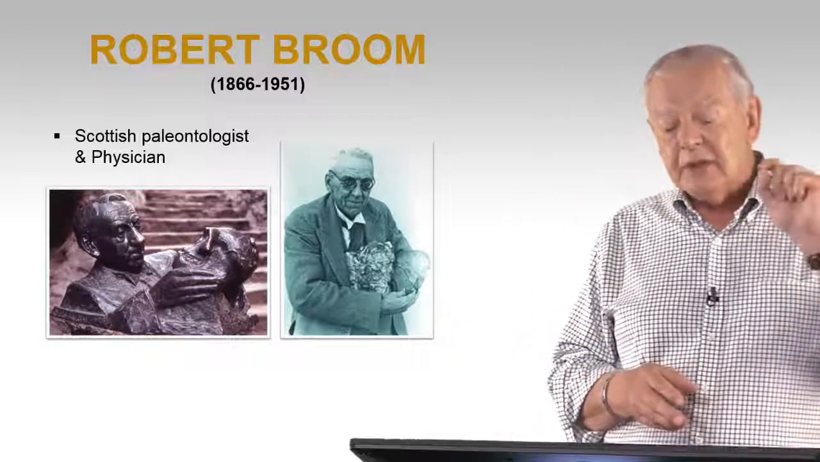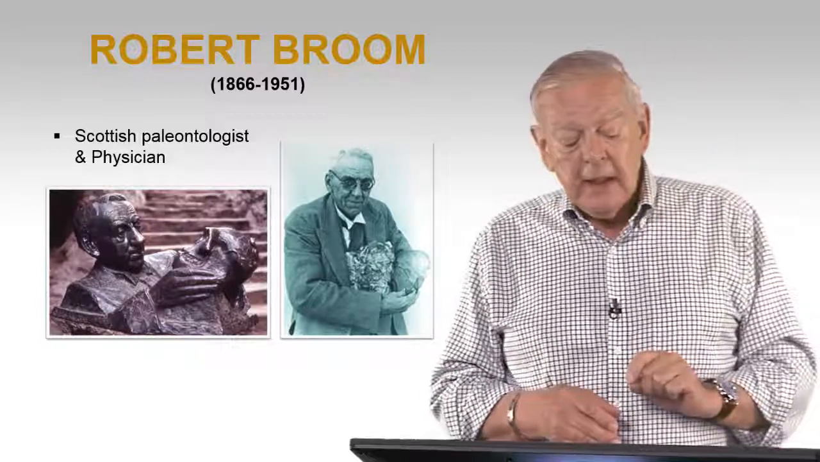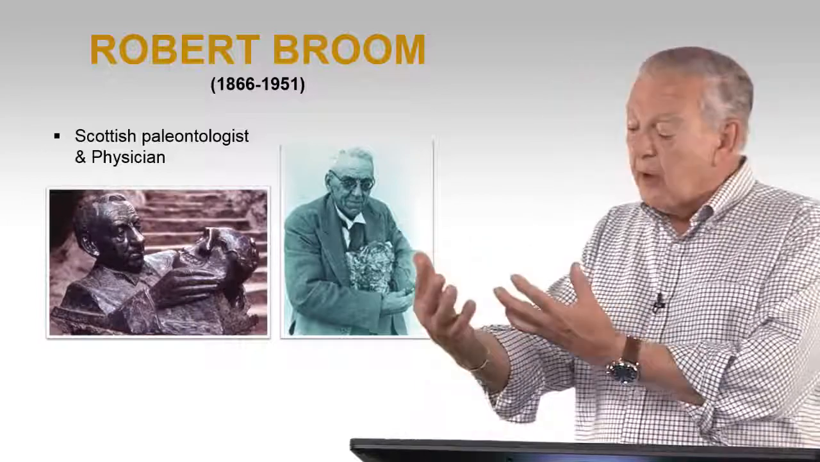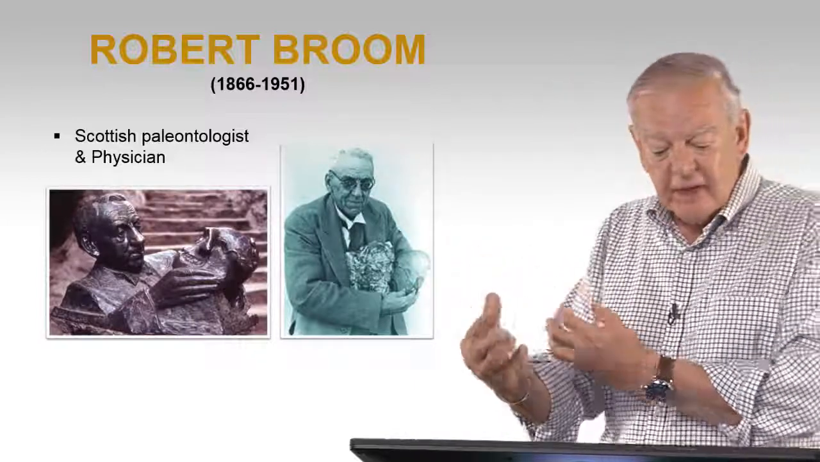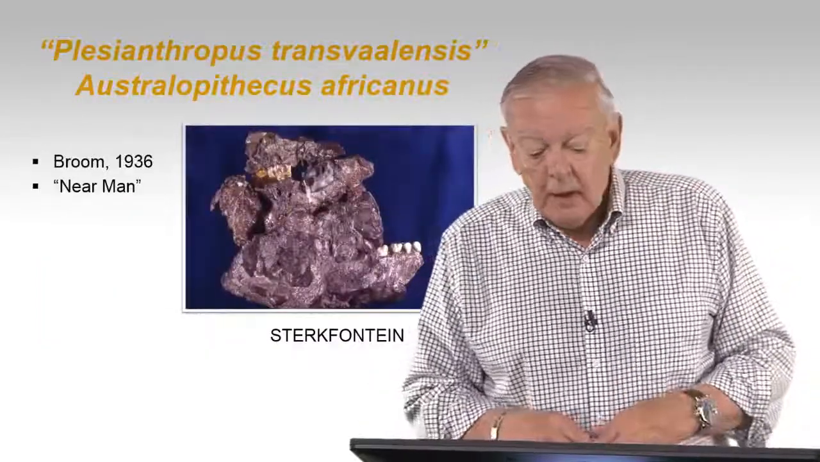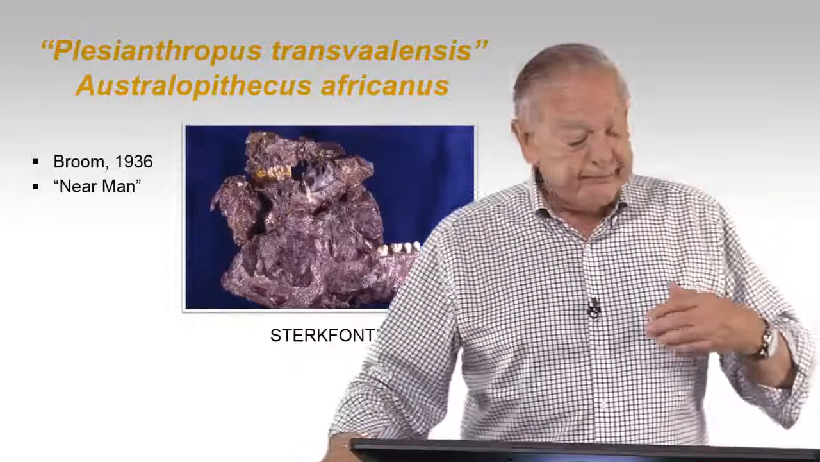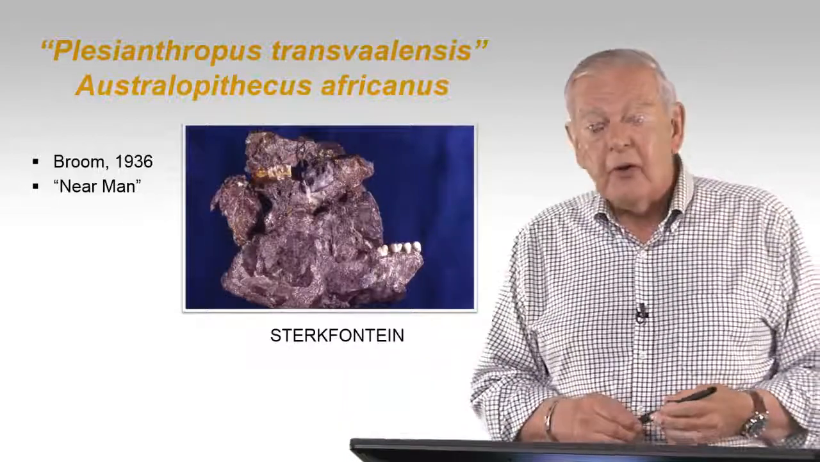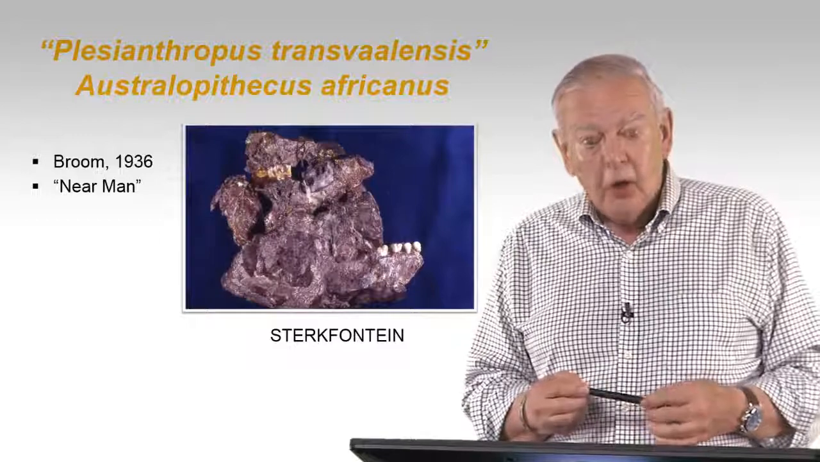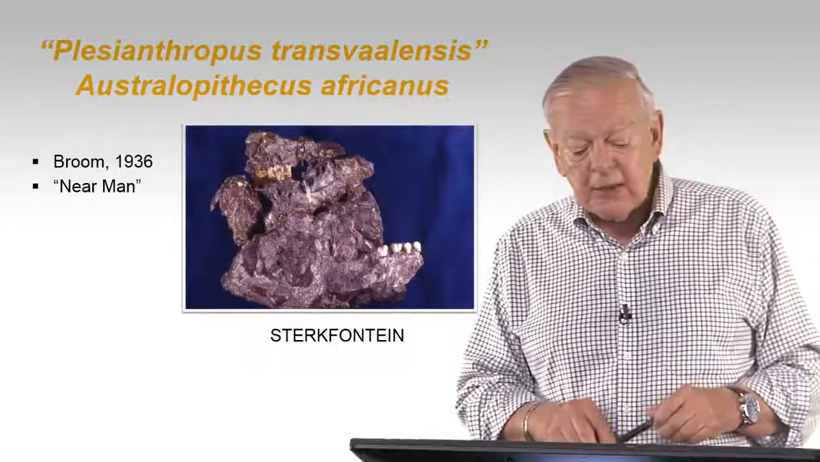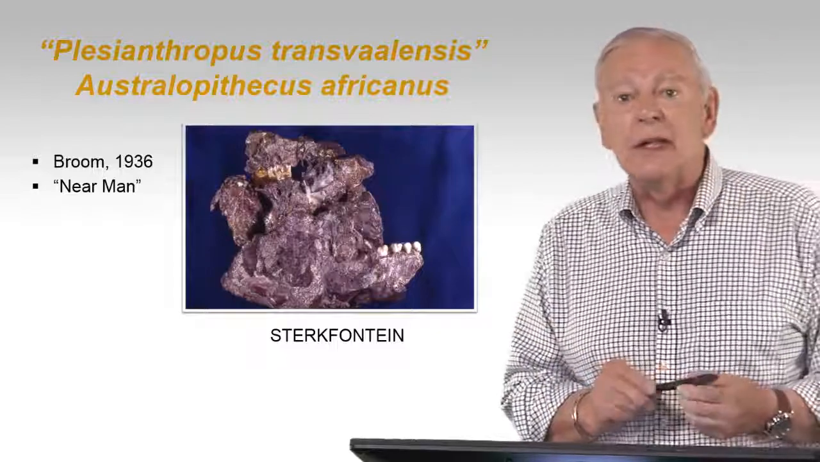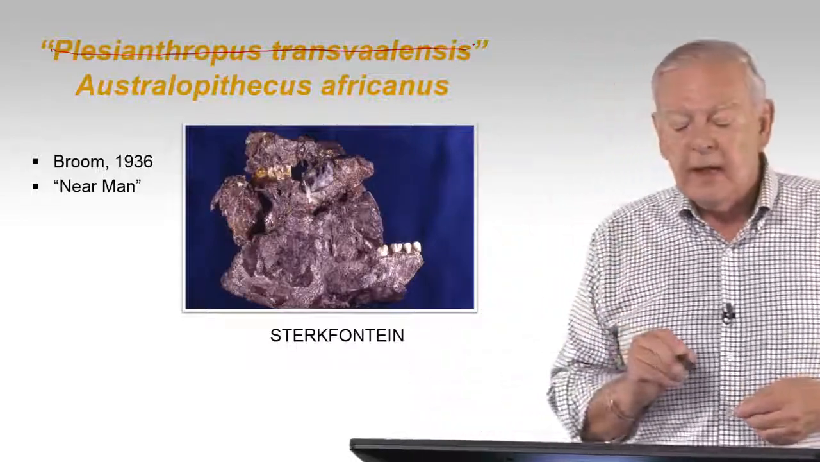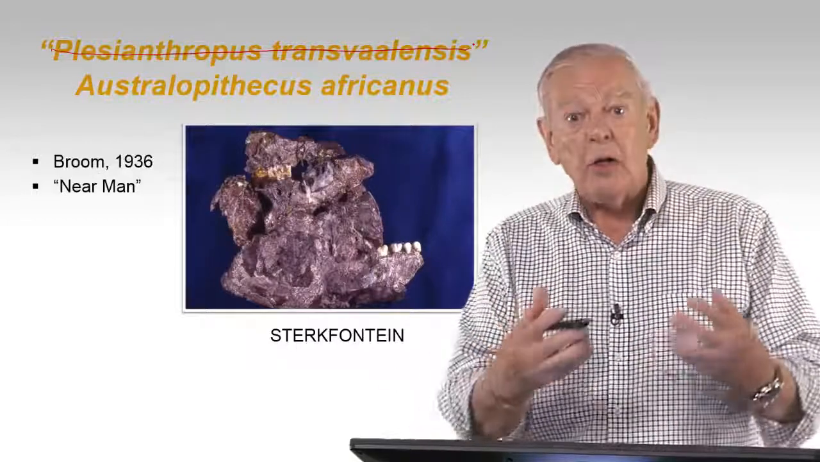And if you go to the site of Sterkfontein, you will see at the entrance this wonderful bronze sculpture with Robert Broom looking adoringly onto one of his favorite fossils, which was Mrs. Ples. Broom had an interesting perspective. He thought virtually everything he found was a new genus and a new species. At Sterkfontein, after the discovery of Taung, where he worked with John Robinson in 1936, he named Plesianthropus transvaalensis. Thought it was a whole new thing. Today, we don't use that name anymore, and we call these fossils from Sterkfontein Australopithecus africanus.